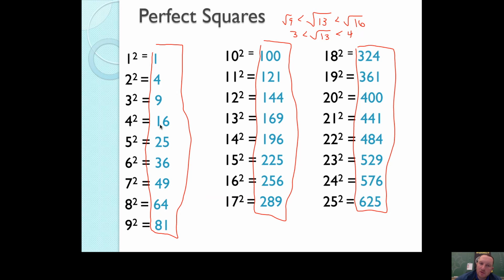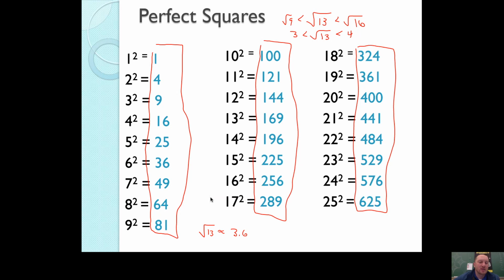And you can get a little more technical with it if you'd like. 13 is definitely closer to 16 than it is to 9. So what that means is the square root of 13, maybe I'll write it down here, is probably pretty close to, I'm going to say maybe 3.6, something like that. Because 3.6 is closer to 4 than it is to 3.